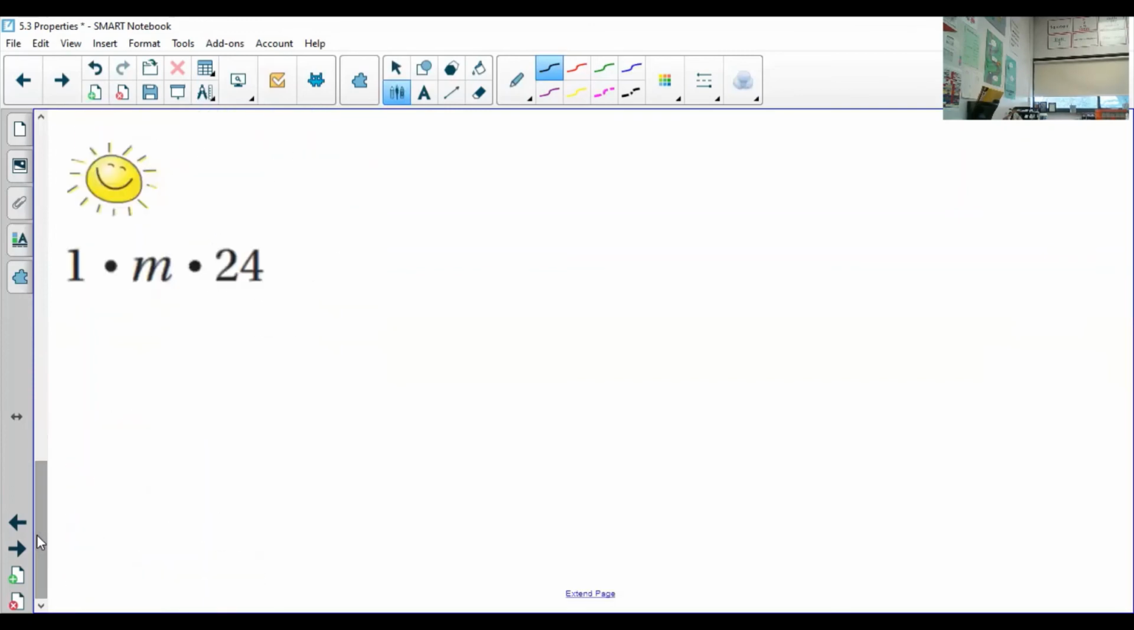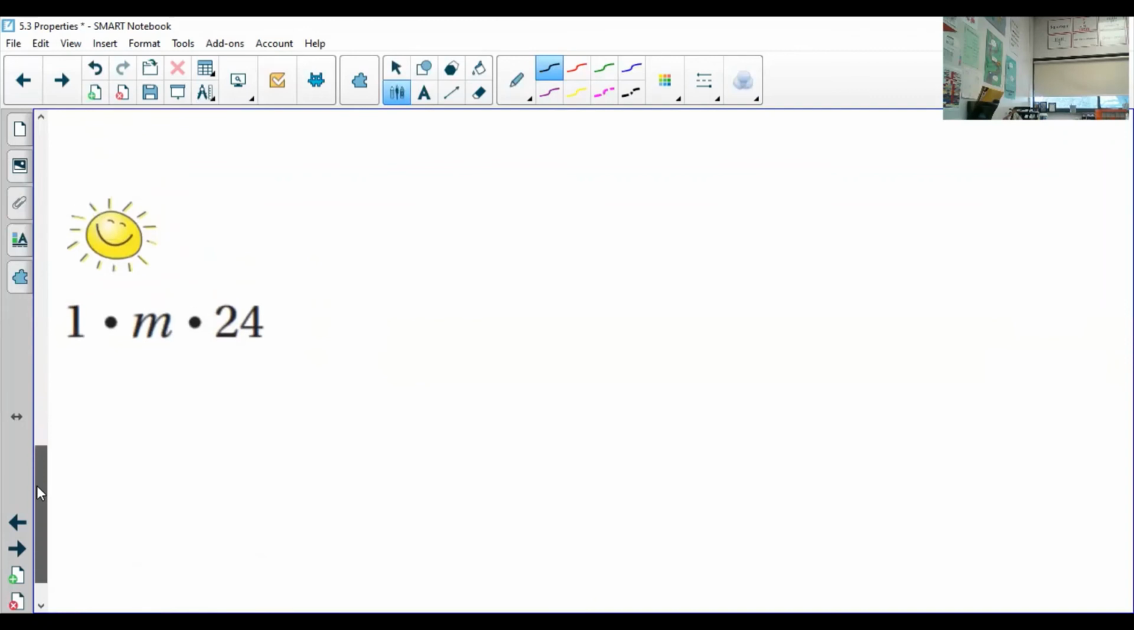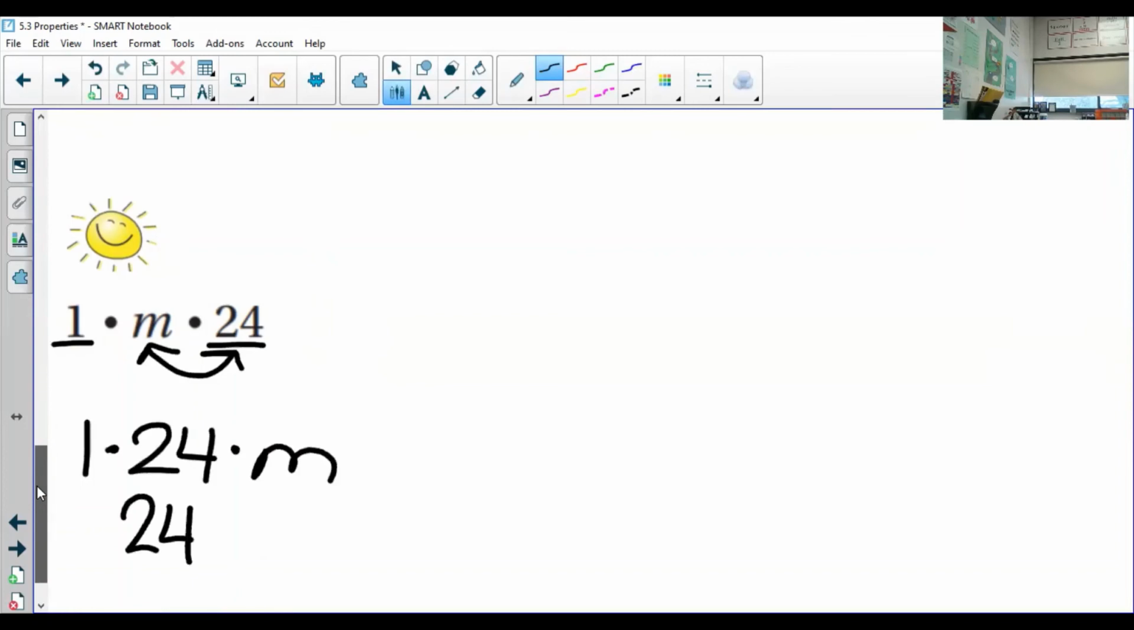Let's do one more. 1 times m times 24. 1 and 24 can go together, so let's switch these two around. Hopefully you're kind of getting the hang of this. Times m. 24 times 1 is just 24 times m, and I cannot make it any smaller. So that's it.